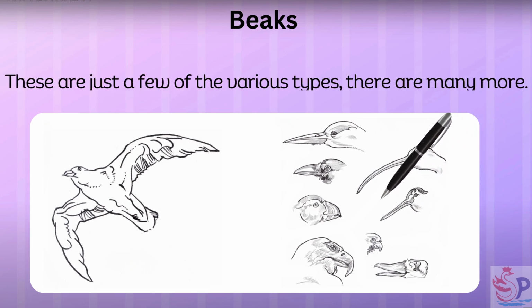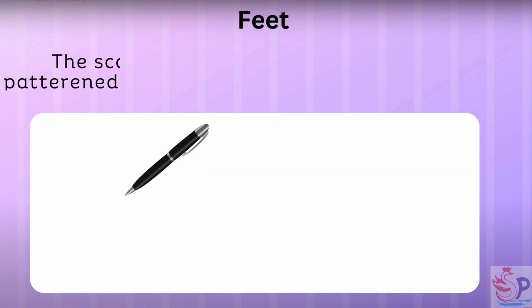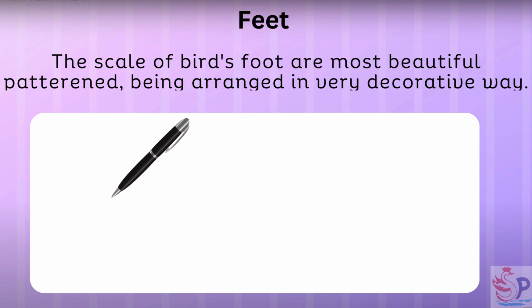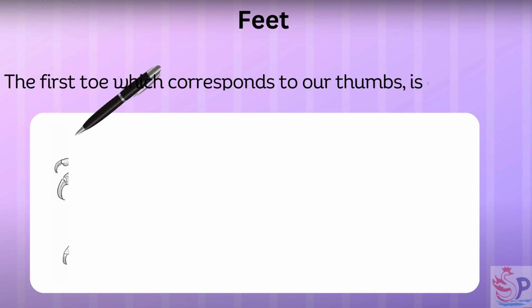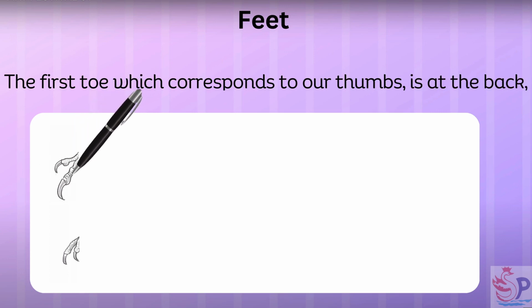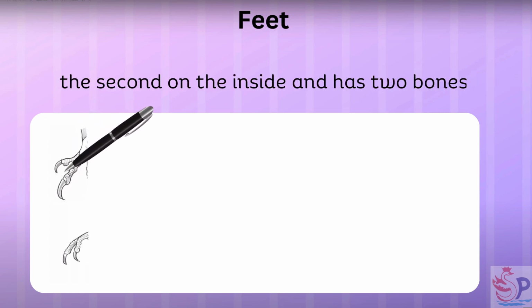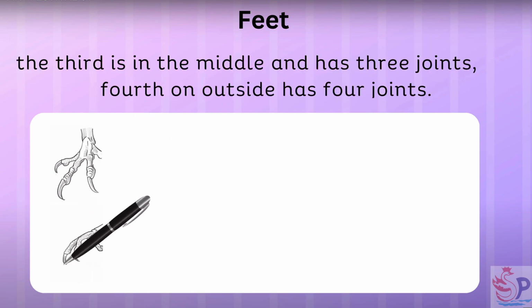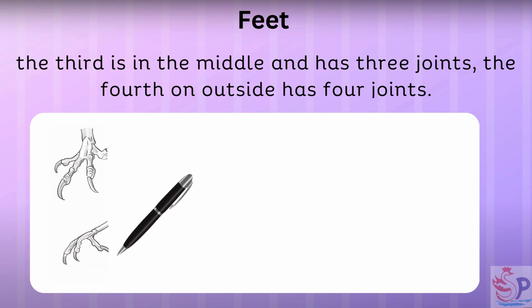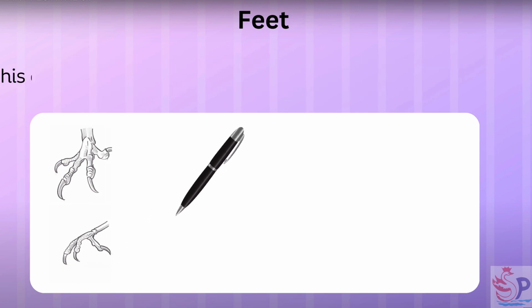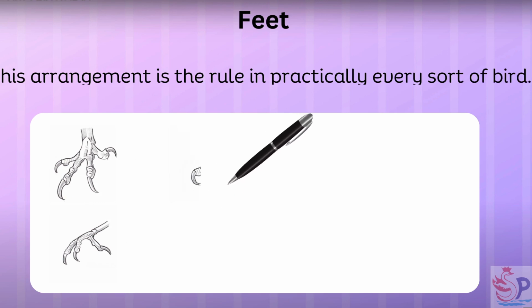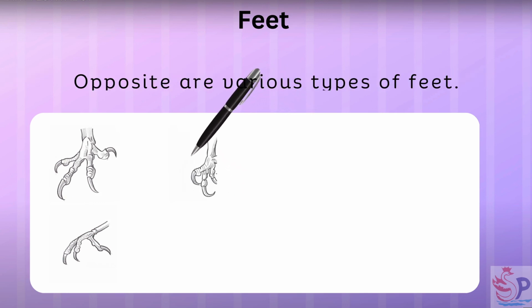There are many more. Feet. The scales of a bird's foot are most beautifully patterned, being arranged in a very decorative way. The first toe, which corresponds to our thumb, is at the back, the second on the inside and has 2 bones, the third is in the middle and has 3 joints, the fourth on the outside has 4 joints. This arrangement is the rule in practically every sort of bird. Opposite are various types of feet.